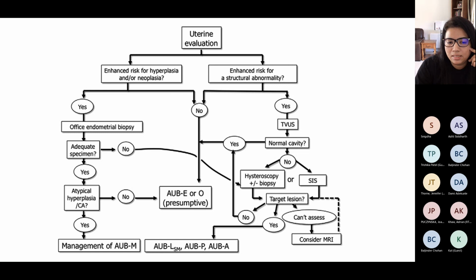And SIS stands for saline infusion sonography, which is what I was talking to you about. It's really, really good at helping us differentiate polyps in the uterine cavity without subjecting them to a hysteroscopy. So it's got a very high specificity for that, but obviously not everywhere does it. But that's something to keep in mind. And obviously, treatment is very easy. If you find something abnormal like a polyp, you can do a hysteroscopy and get rid of it. And if you can't work out what's going on, you can consider doing an MRI.